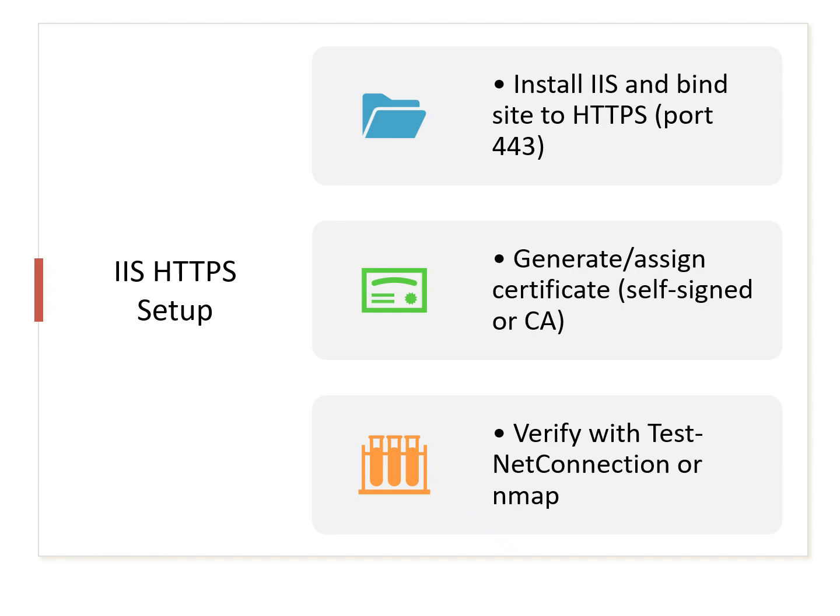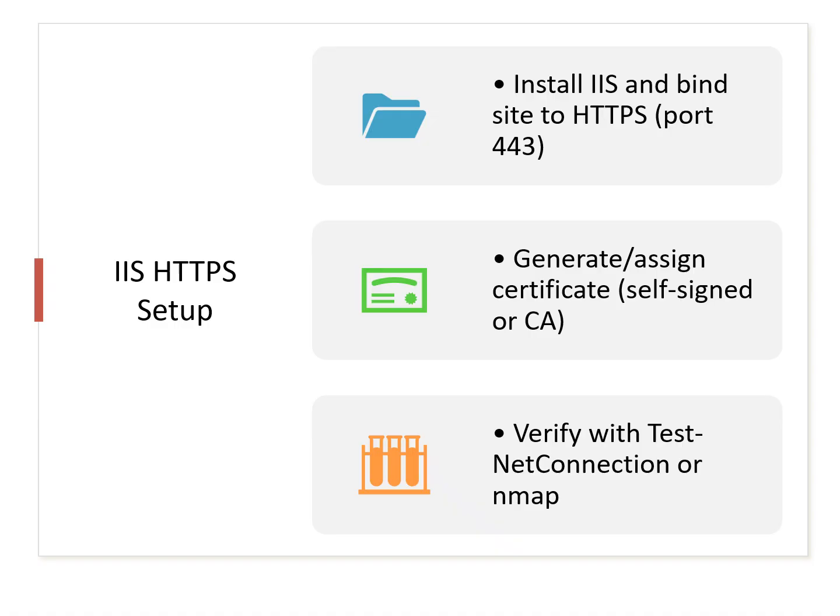Let's look at Windows IIS. The setup is straightforward. We first install IIS, then add a certificate. For the lab, we can generate a self-signed certificate. In production, a certificate authority would be required. Once the certificate is ready, we bind the site to HTTPS on port 443. In IIS Manager, that's done under Site, Bindings, Add HTTPS.